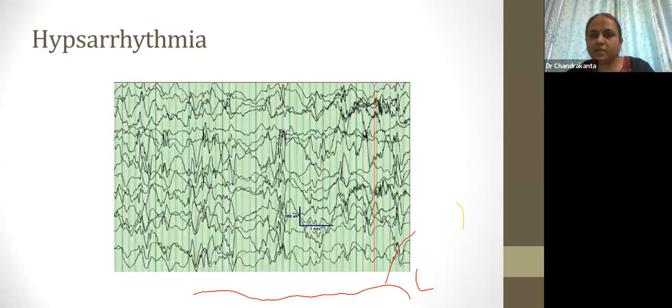Then we are all aware of hypsarrhythmia. And what is hypsarrhythmia? It is a total disruption of the background. You hardly see any background rhythm or a baseline. The waves are going up and down. They are slow delta waves, high voltage, chaotic background, and there are spike wave discharges in between, and polyspike wave discharges are there.